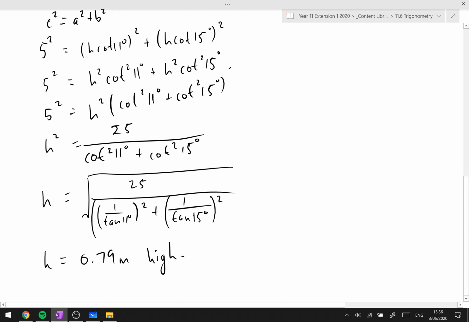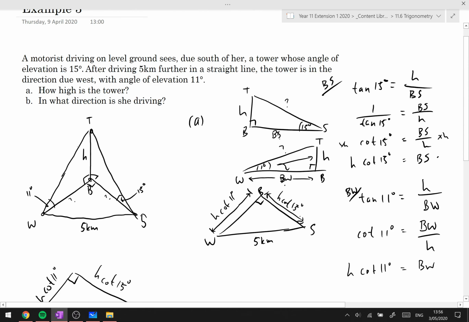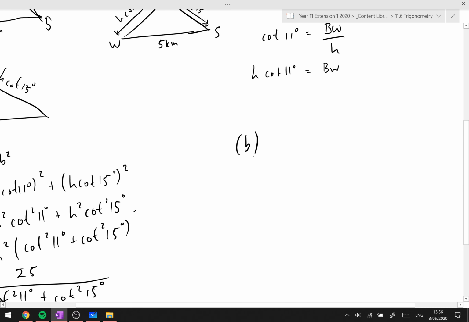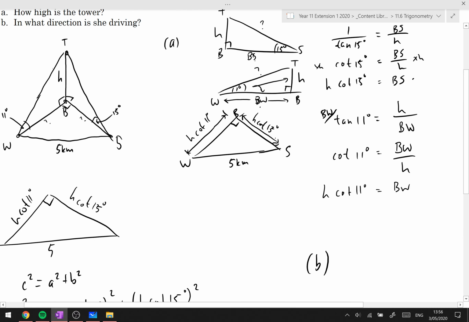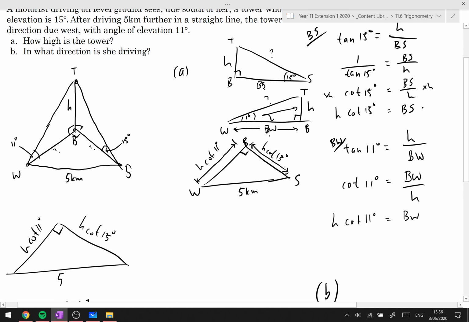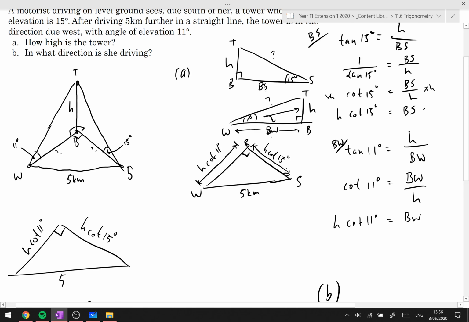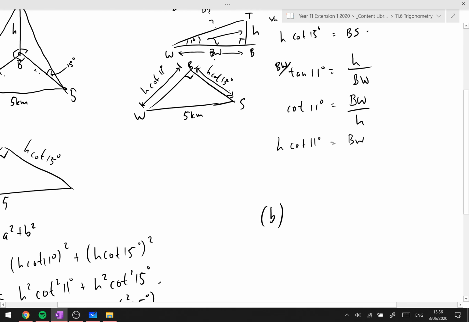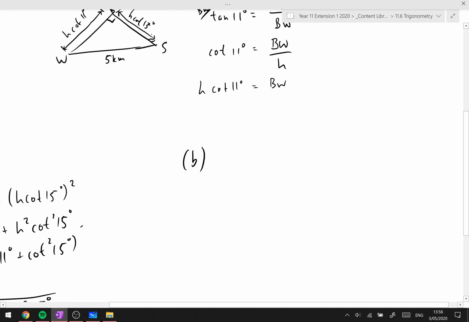Okay, so let's move on to part B. Now, part B says in which direction is she traveling? So let's do part B over here. In which direction is she traveling? Okay. So, well, we know she's traveling westerly, north and west in some direction. But if I'm asking for a direction and it's trig, I'm asking for a bearing.